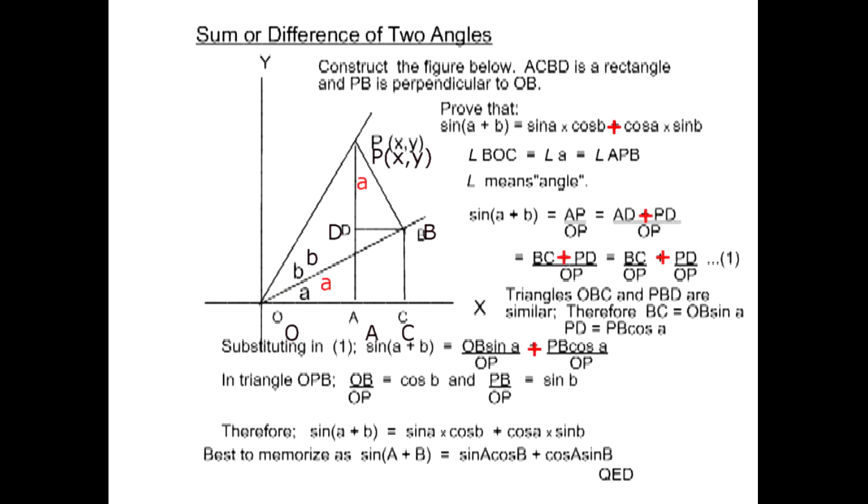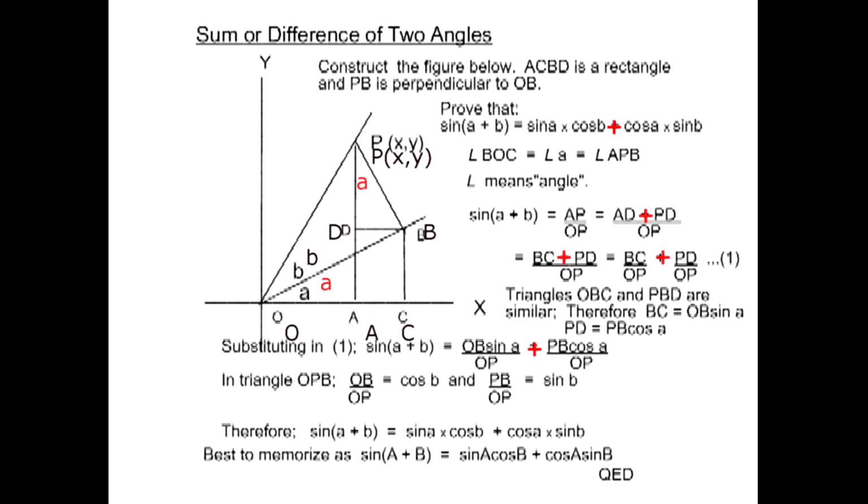Pause the video and carefully reproduce the diagram. We have the Cartesian plane, and in it we have two angles, POB and BOC. We have dropped two perpendiculars to the x-axis. One is from the point P down to the axis at A, and from the point B down to the axis at C. We also put a perpendicular at the point B to the line PA at D. The angles at the origin are small a and small b.